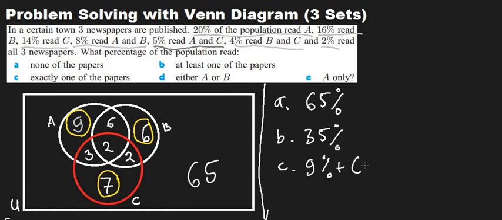plus 6% plus 7%, which is 9 plus 6 is 15. 15 plus 7 is 22, which is 22%.